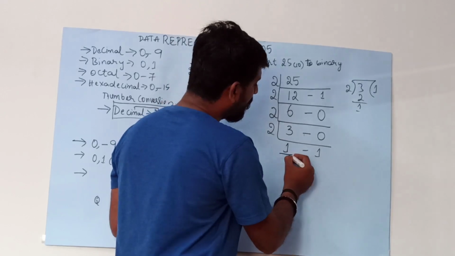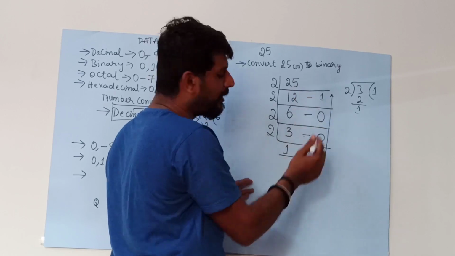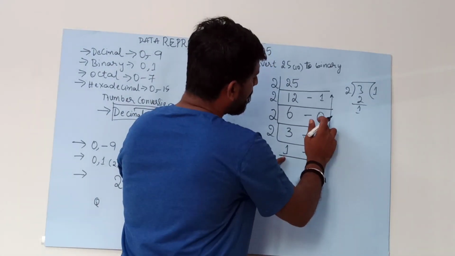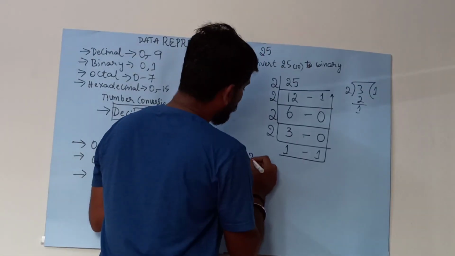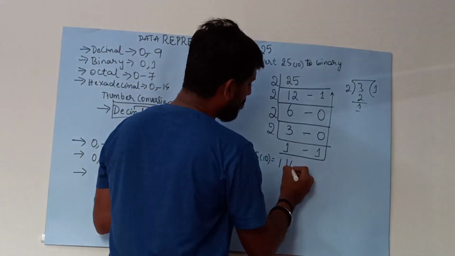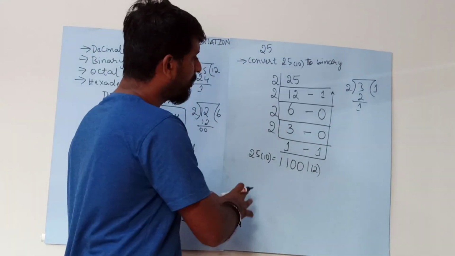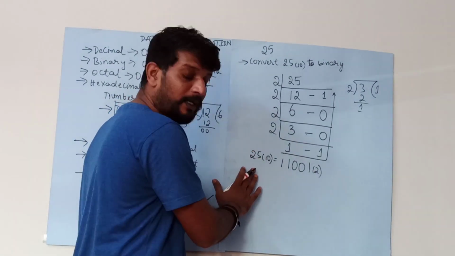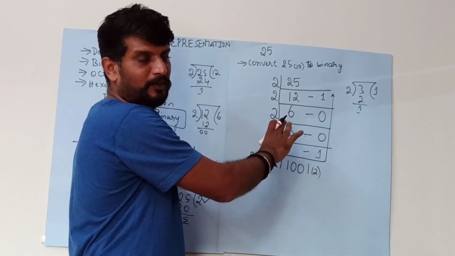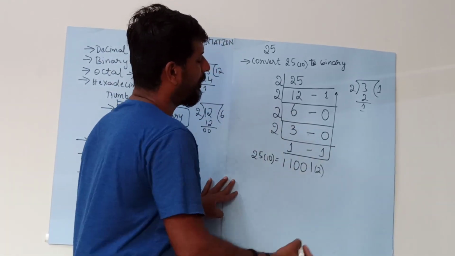Next, you have to write in this particular way, in the form of a right angle. So the first digit will be this one, then this, then this value. So 25 to the base 10 is equal to 11001 to the base 2. This is how exactly you convert a decimal value to a binary value. Hope you have understood this. Again I will give you another example. Let us try to convert that value also.